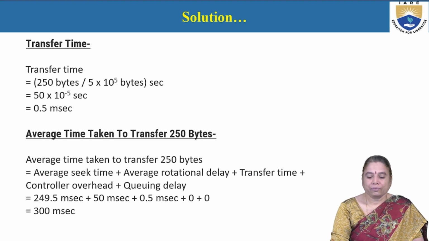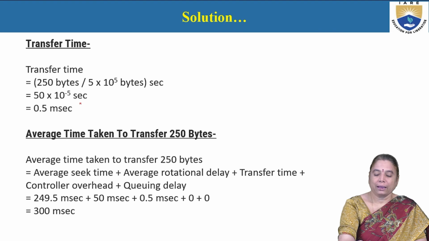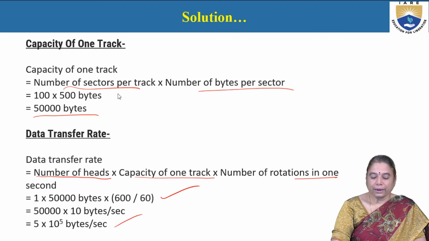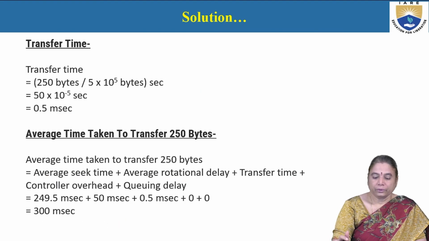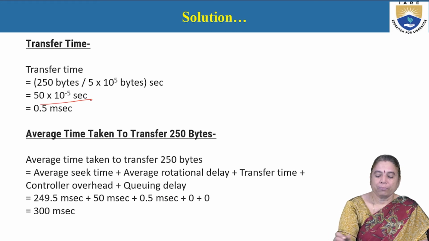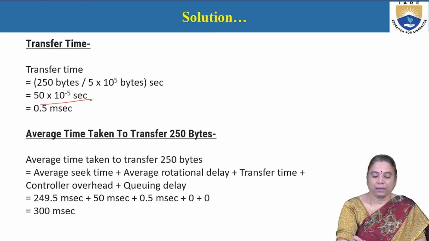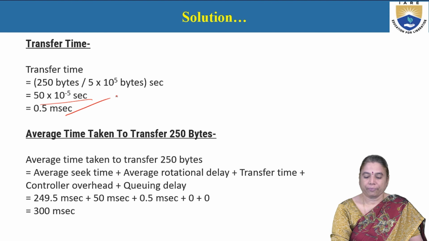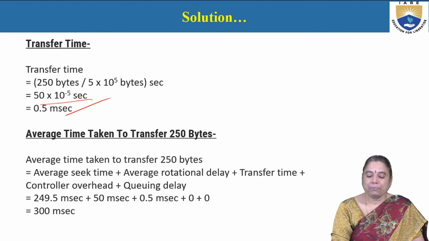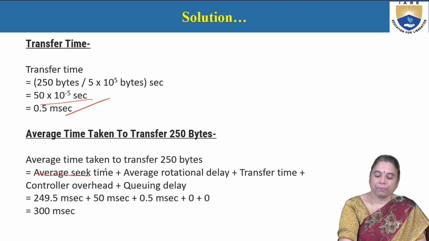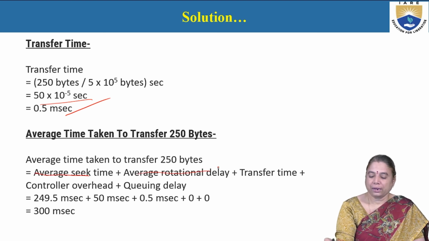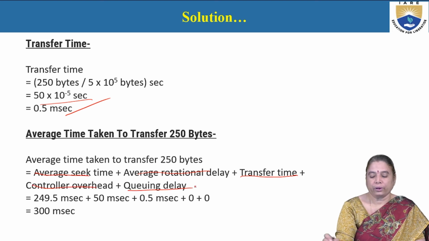So what is the transfer time? It is 250 bytes by the data transfer rate. So it can be 50 multiplied by 10 power minus 5, so 0.5 milliseconds. Next, average time taken to transfer 250 bytes can be average seek time plus average rotational delay plus transfer time plus controller overhead and queuing delay.